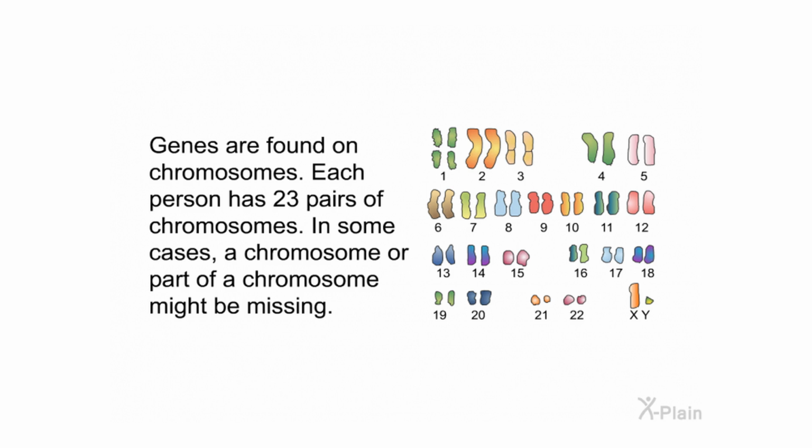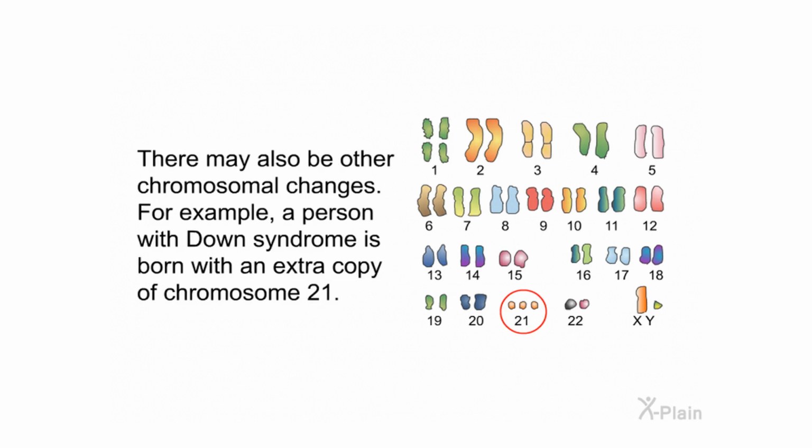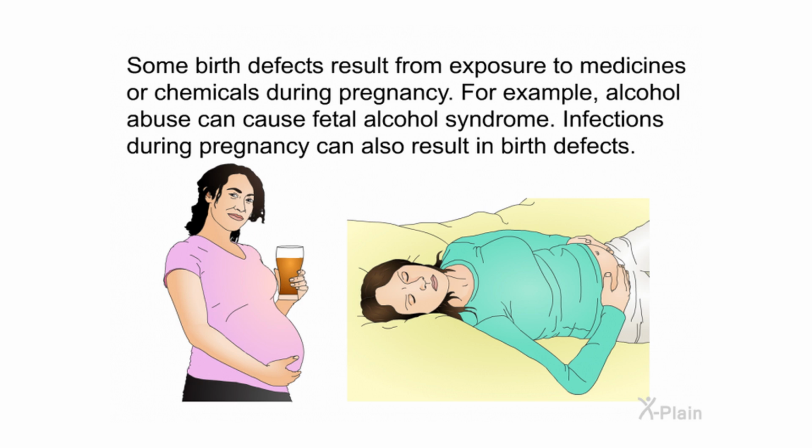Genes are found on chromosomes. Each person has 23 pairs of chromosomes. In some cases, a chromosome or part of a chromosome might be missing. There may also be other chromosomal changes. For example, a person with Down syndrome is born with an extra copy of chromosome 21. Some birth defects result from exposure to medicines or chemicals during pregnancy. For example, alcohol abuse can cause fetal alcohol syndrome. Infections during pregnancy can also result in birth defects.